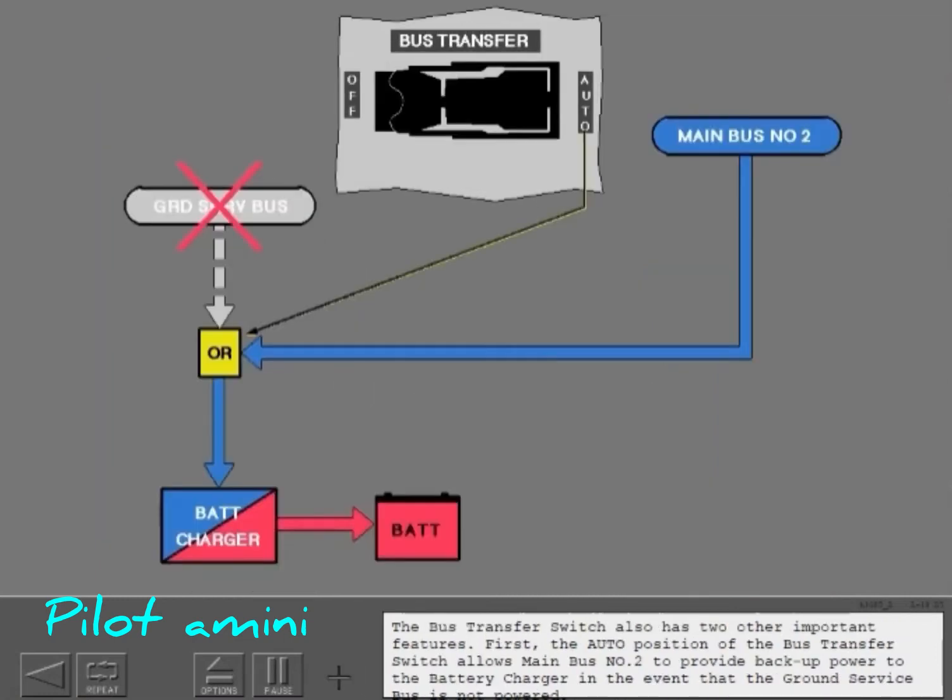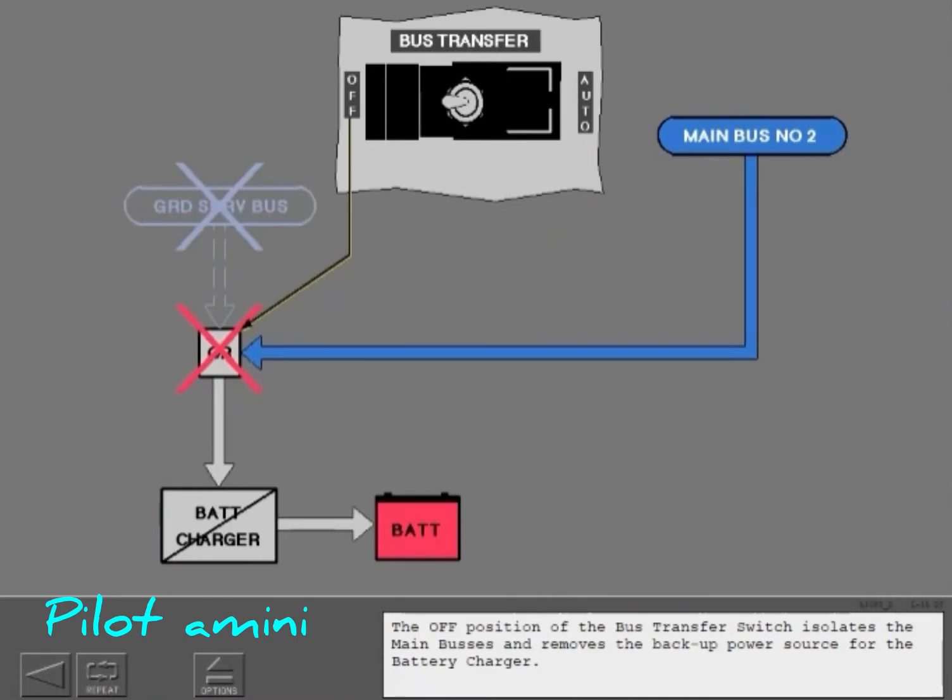The bus transfer switch also has two other important features. First, the auto position of the bus transfer switch allows main bus number 2 to provide backup power to the battery charger in the event that the ground service bus is not powered. The off position of the bus transfer switch isolates the main buses and removes the backup power source for the battery charger.